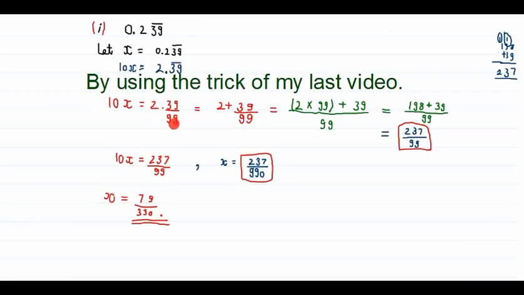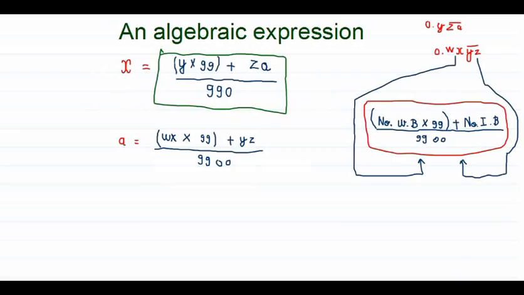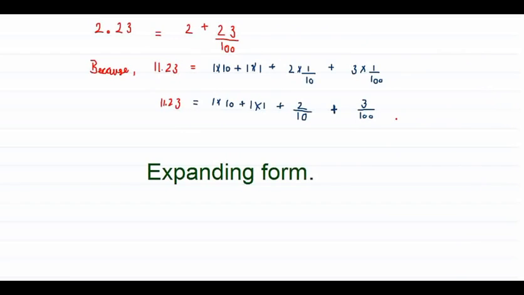2.39 divided by 99. So this is the trick of my last video that you can do directly, which is equal to 2 plus 39 divided by 99. So I am going to tell you how I got this. The thing I am using here is the expanded form. For example, 2.23 can be written as 2 plus 23 divided by 100.